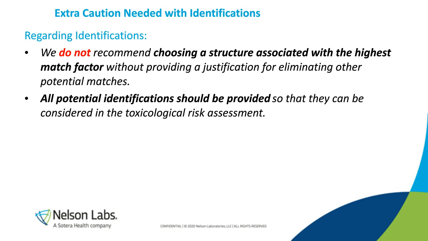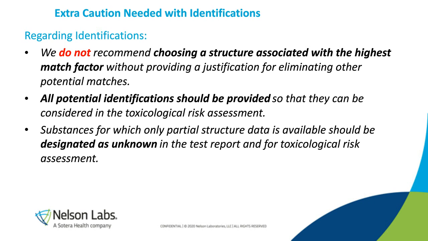They say substances for which only partial structural data is available should be designated as an unknown for the purposes of toxicological risk assessment. This is one where I would say it depends on what else is known about the molecule. There's lots of cases where we have partial structural data and we know enough about the class of the compound that it's good enough to make a good toxicological risk assessment without considering it to be a full unknown. But if we don't know enough, then certainly you should consider that to be an unknown.